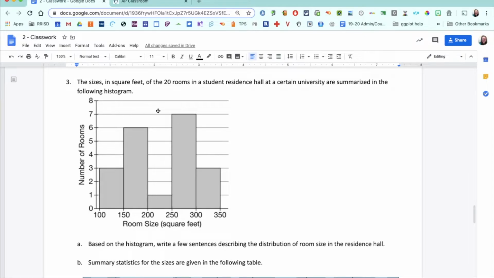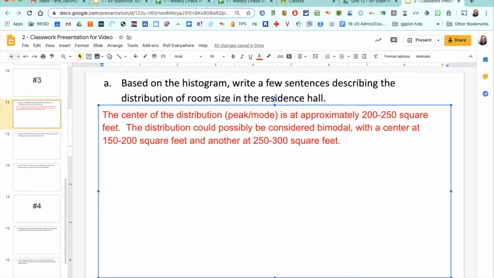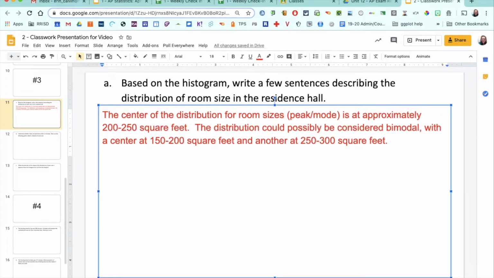Those might be a little too close together to call it bimodal. You might call it one general center averaged around 200 or 250, but you could potentially list that as two separate centers. So that is a center. Again, I did mention that if we called it one center, maybe in that 200 to 250 square feet range, we kind of average it. But I also mentioned that it could possibly be considered bimodal. This is a good way to cover your bases. If you're not sure whether you want to call it bimodal or not, you can say, it's this, but maybe it's this. And that's a good way to cover yourself. So that is the center.